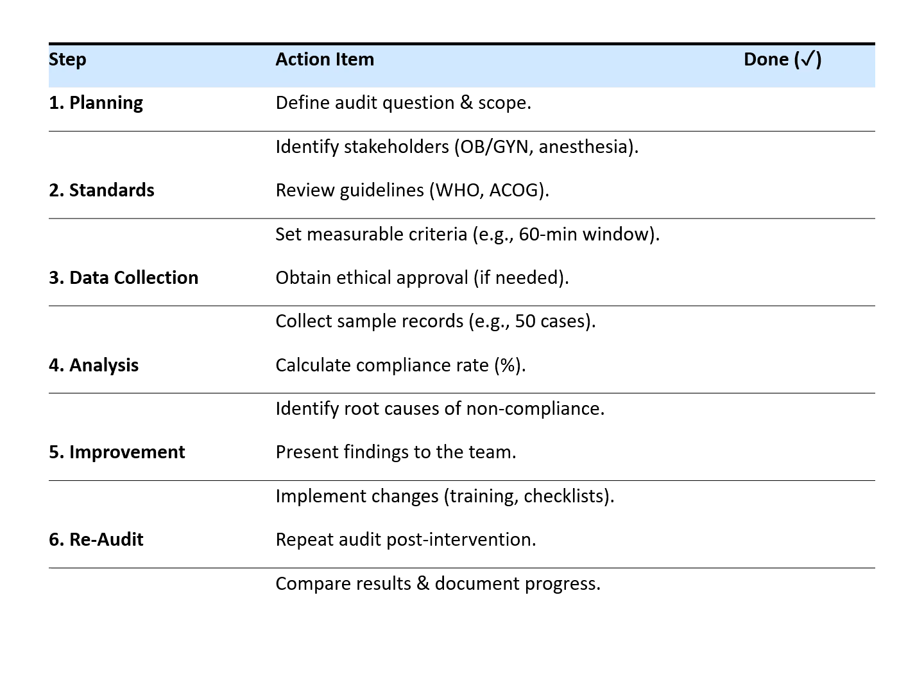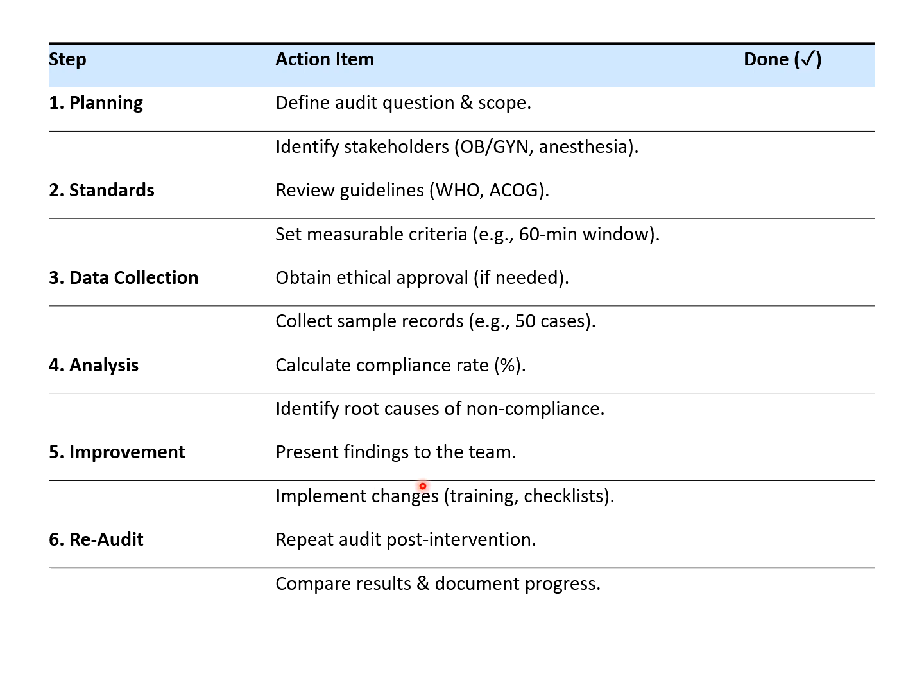So this is a checklist of the clinical audit. These are the steps actually mentioned in the form of a checklist. The planning phase: define the audit question and scope, identify stakeholders like the Ob-Gynae department and anesthesia department in this case. Standards: review guidelines and set measurable criteria. Data collection: obtain ethical approval if needed. If there are names, then you need to anonymize, then collect sample records, for example, 50 cases. Analysis: calculate compliance rate, identify root causes of non-compliance.